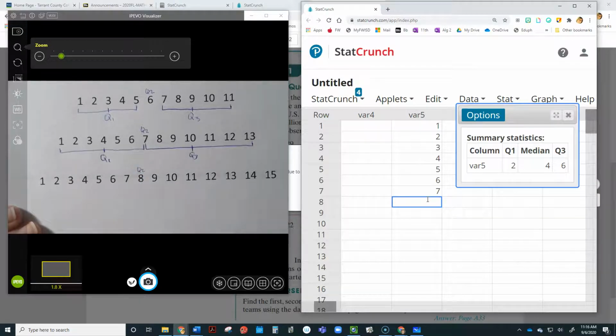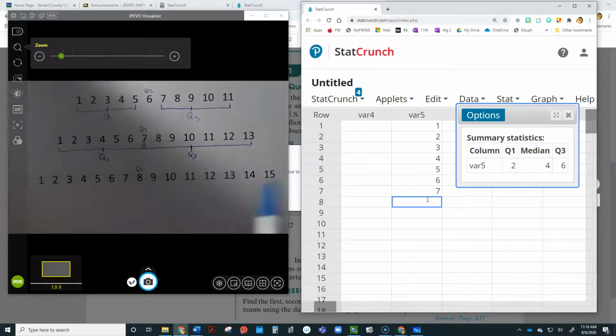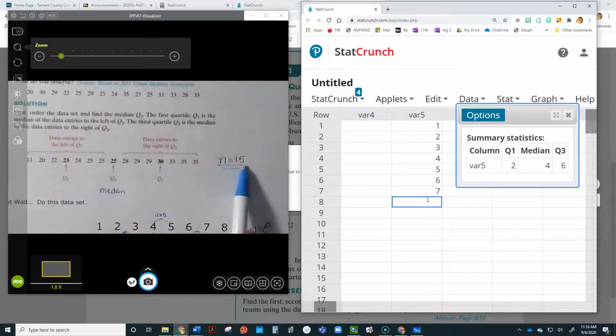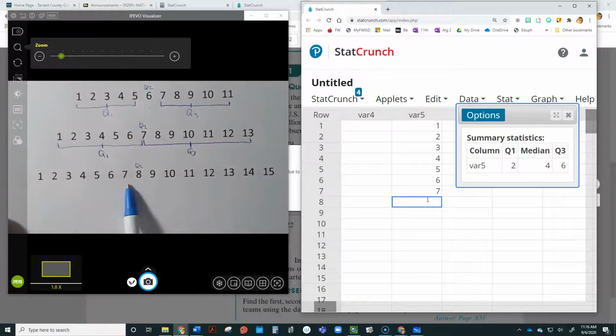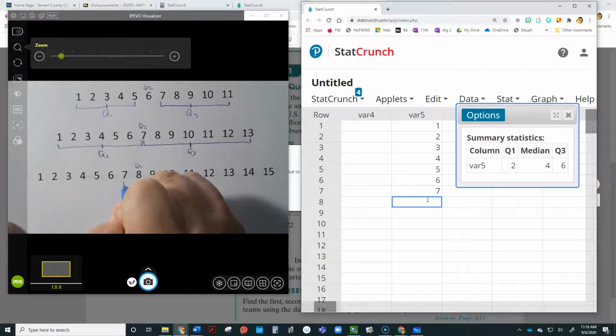Remember our original problem, the one we worked right here, had a sample size of 15, and that's why StatCrunch answers matched what the book was doing by hand. With 15 numbers in the data set, they don't use the 8.